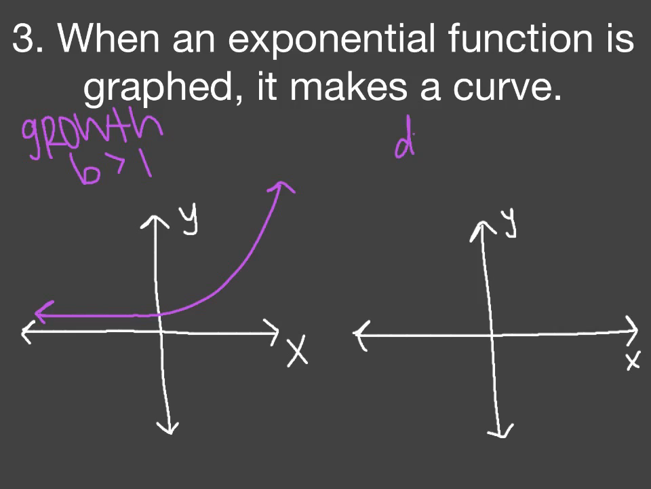Now, a decay curve looks a little bit different, and that is because our common ratio for a decay curve is smaller than 1, or our b value is smaller than 1, but greater than 0. So this time it's going to start high and get smaller and then flatten out. Again, notice how it never crosses over my x-axis.